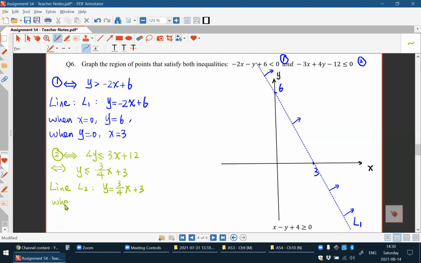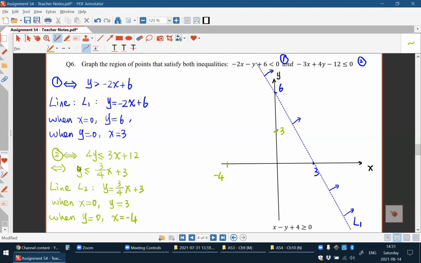Now let's check the x and y intercepts. When x is 0, y equals 3, right? And when y is 0, x equals -4. So this line passes through two points, which are (0, 3), about here, and the second point is (-4, 0), about here.